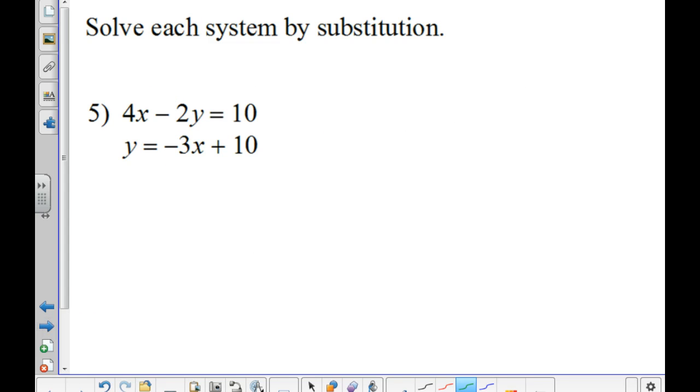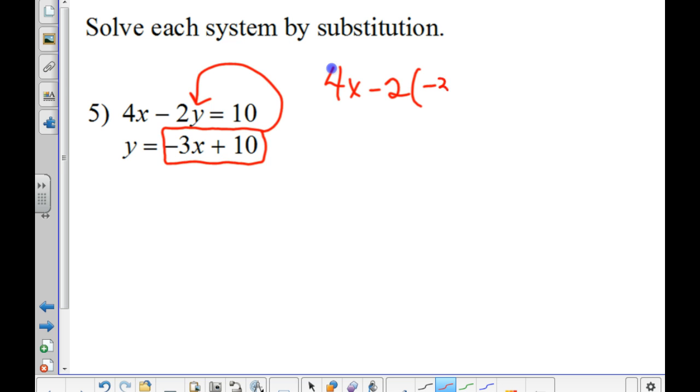Number 5 isn't difficult, but it is easy to make a mistake. When you put, this one is solved for y, so I'm going to substitute in here. So I get 4x minus 2 times y. So be careful, what am I distributing? A -2.